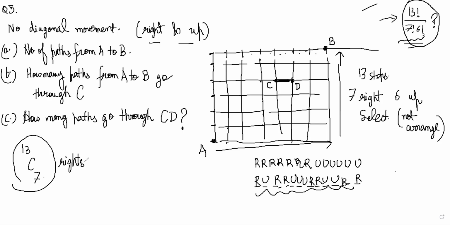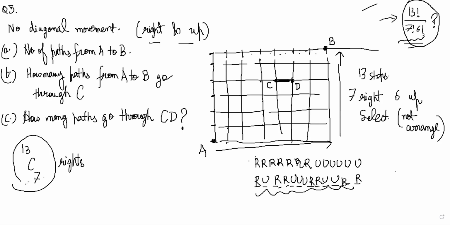Select all the spots where you want to put the right. How many ways can you do this selection? Each selection will count as a different path, because in each selection you know where the corresponding up steps have to come. Each selection is obviously different from each other, no? How many places can you select the right steps? Out of 13, select 7. Different ways of selecting the 7 rights, right?